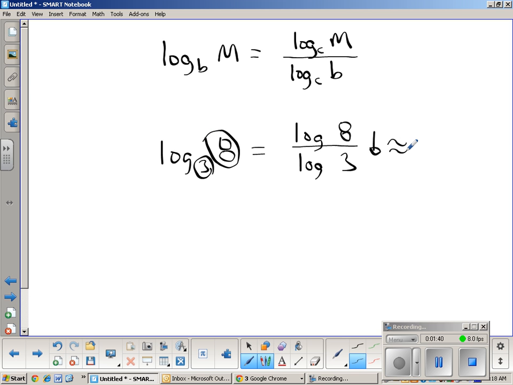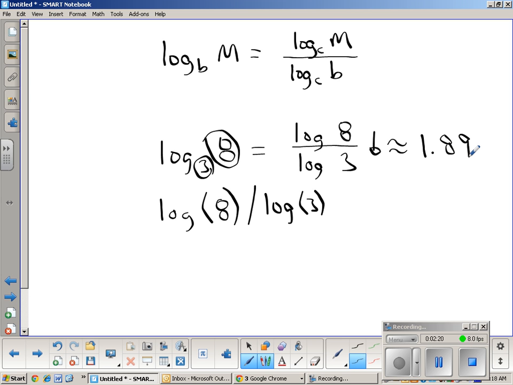Log 8 divided by log 3, what do we get? And watch your parentheses. If your calculator puts a parenthesis there when you hit log, you put 8, you have to end that parenthesis before you divide. 1.89. Yep, 1.89.